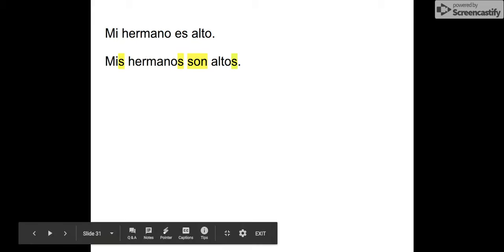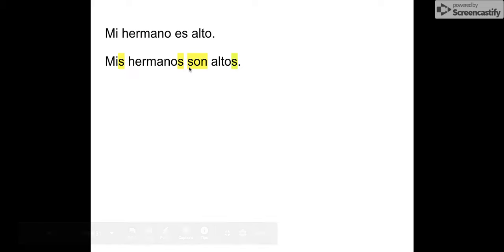So we have to make every word that we are using plural. So we're adding mis, we're adding the S there. Hermanos, there's more than one, it's plural. Son, and that would be like saying are. Instead of saying my brother is, we're saying my brothers are. And then we have to add the S to the adjective. Now, we do not do that in English. Adding the S to my, that would be weird if we said my brothers, right? And if we said my brothers are talls, that would be weird. But in Spanish, we have to make sure that every word is plural if we're talking about a plural subject.